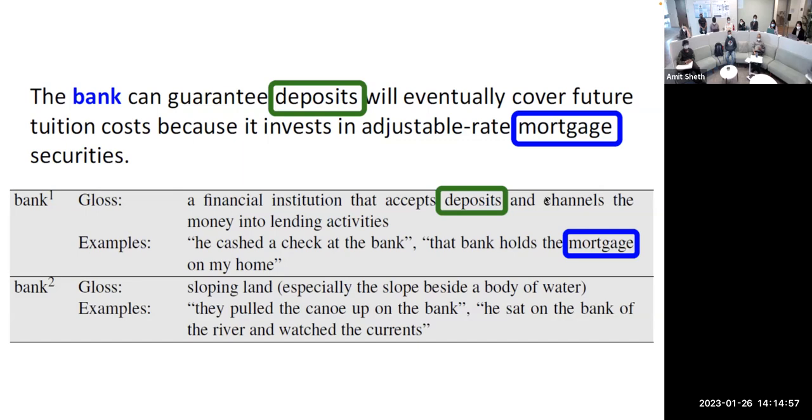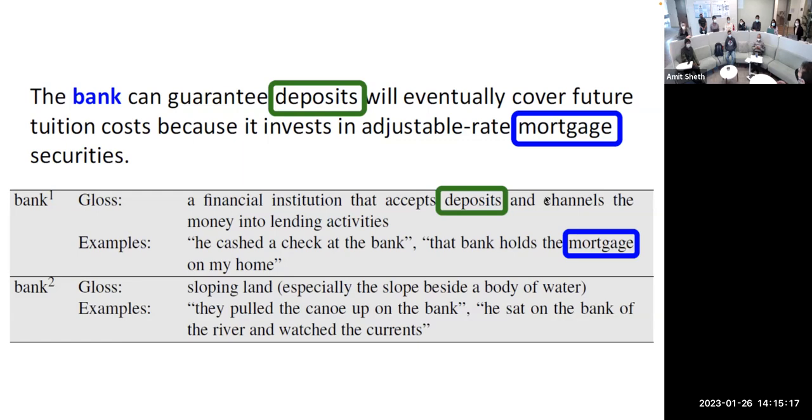So if you look at word sense disambiguation before the neural network era, this is how people used to do it. You got a sentence, you got a polysemous word, let's say bank. Then you want to disambiguate that by looking at the context.